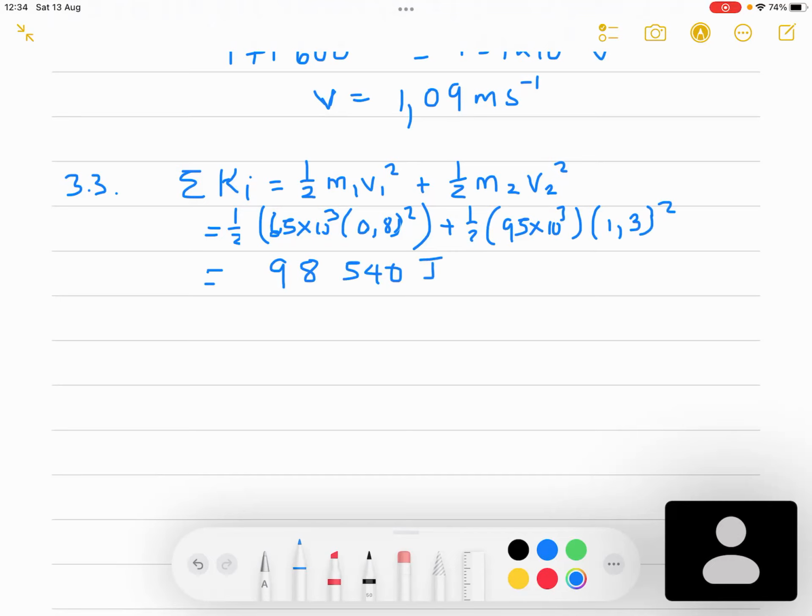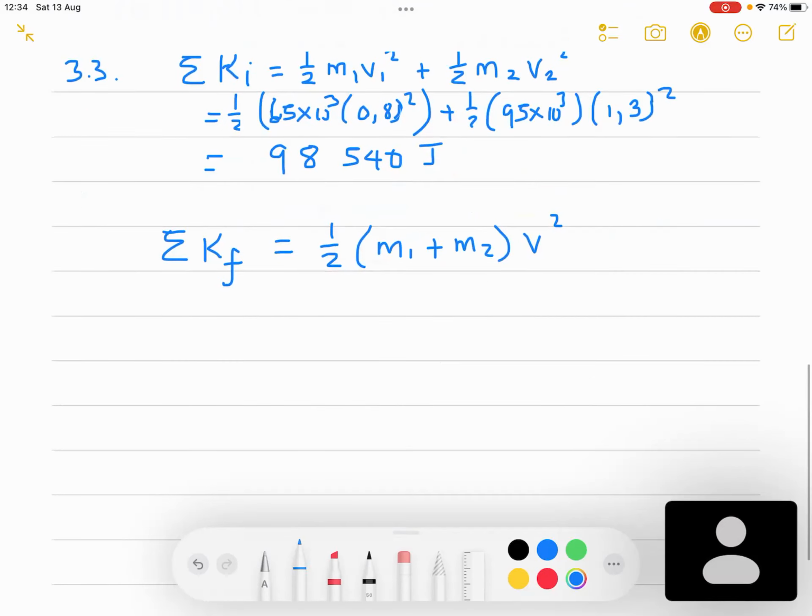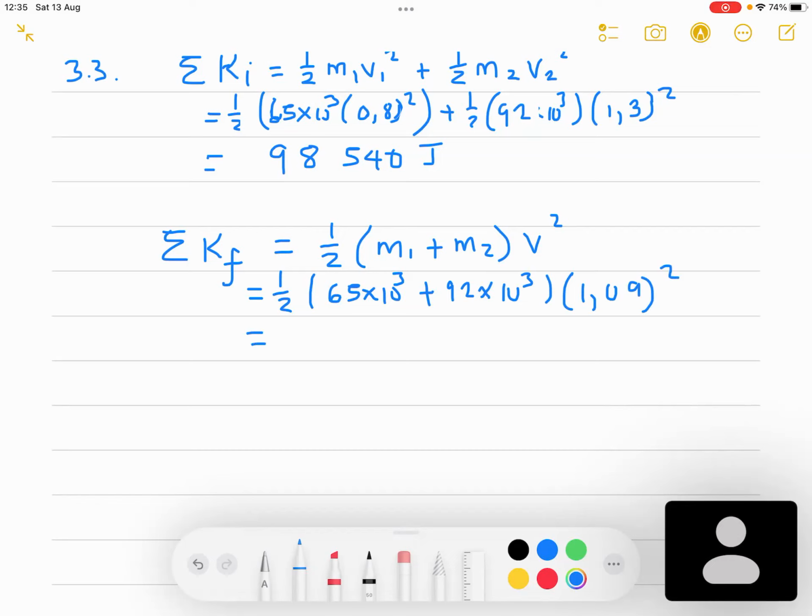Okay, and then you do the same thing. Now we find the final kinetic energy. The final kinetic energy is a half times M1 plus M2, times V squared, because they got stuck together. So if we put that into the equation, M1 plus M2 is, sorry, 92 times 10 to the 3, and V we just calculated as 1.09. So 1.09 squared. If you put that into your calculator, you get 93,266, if we round it off, joules.